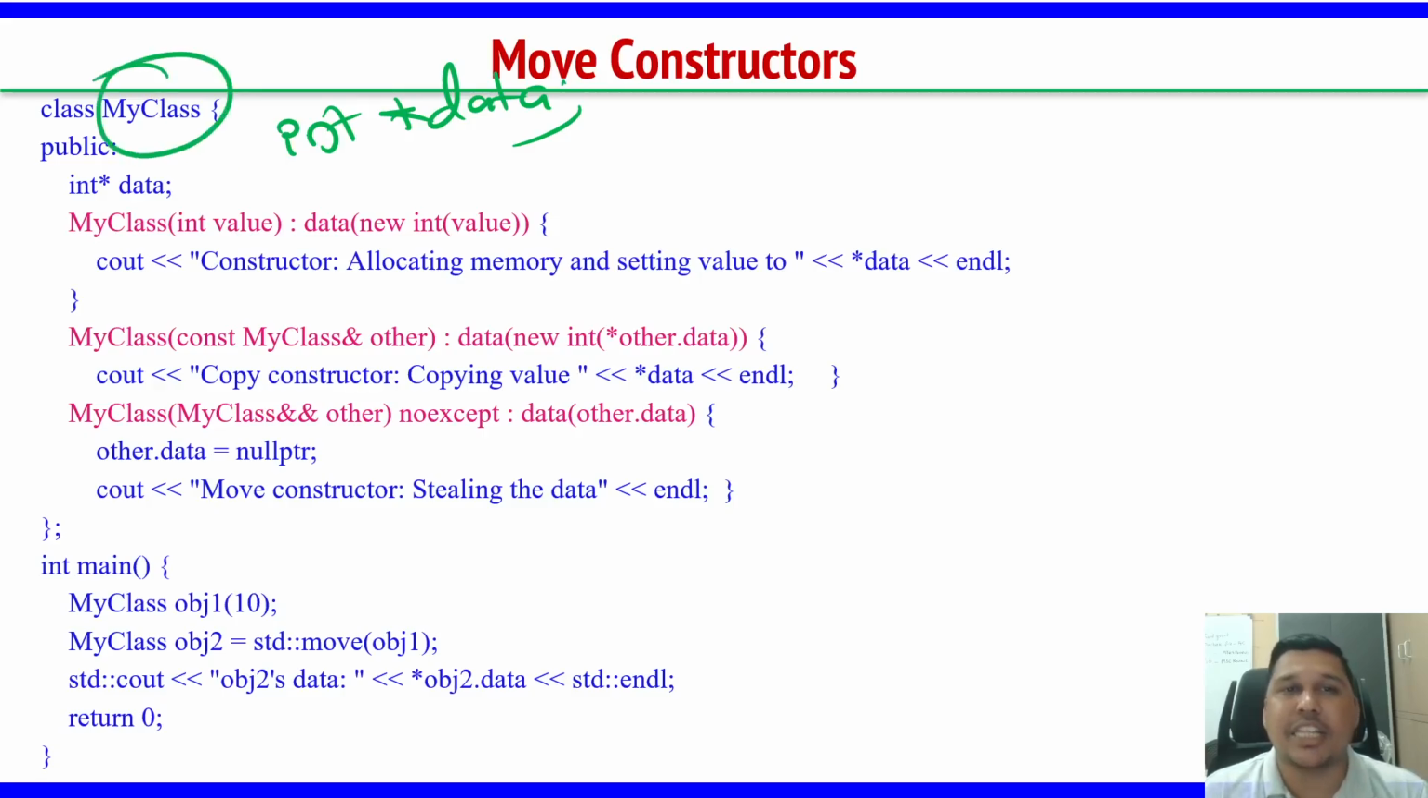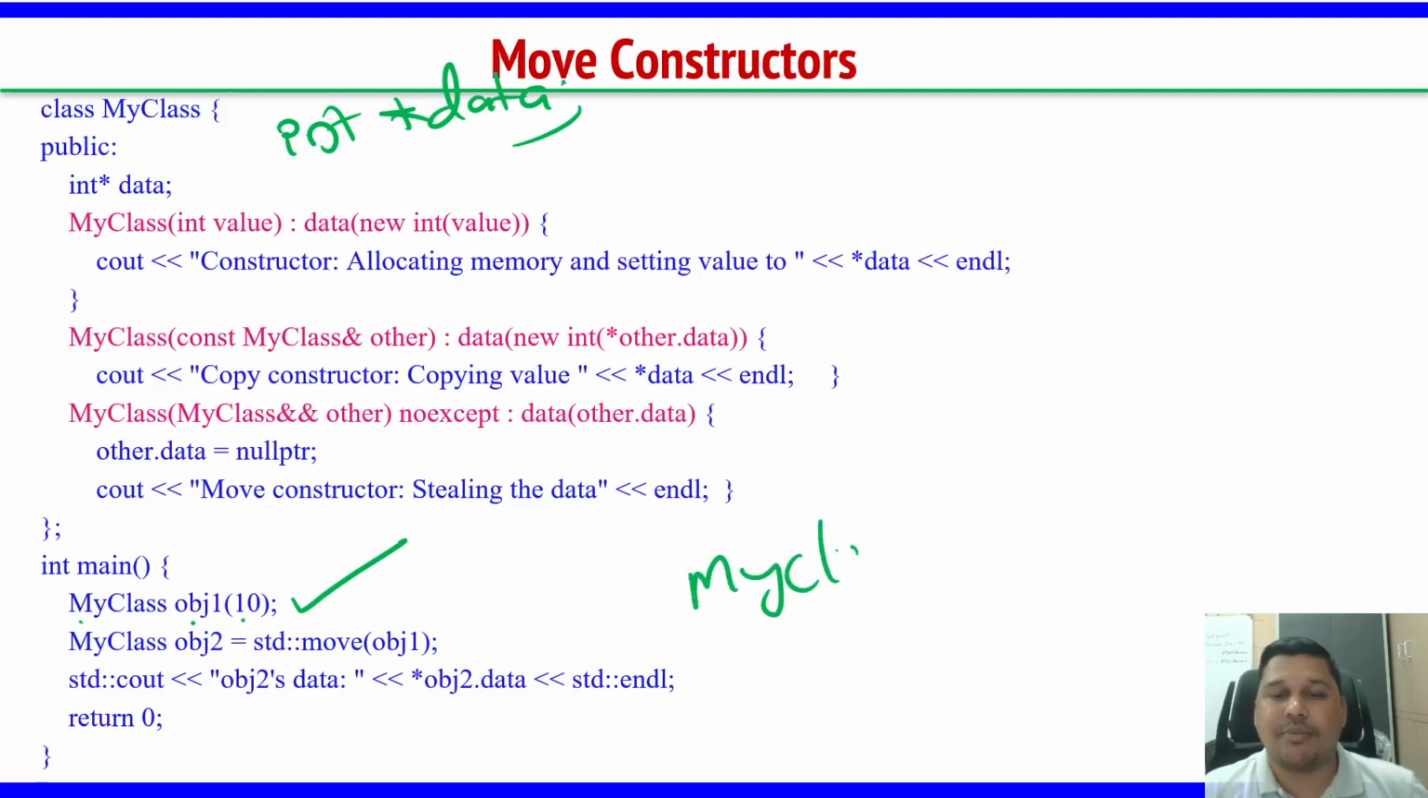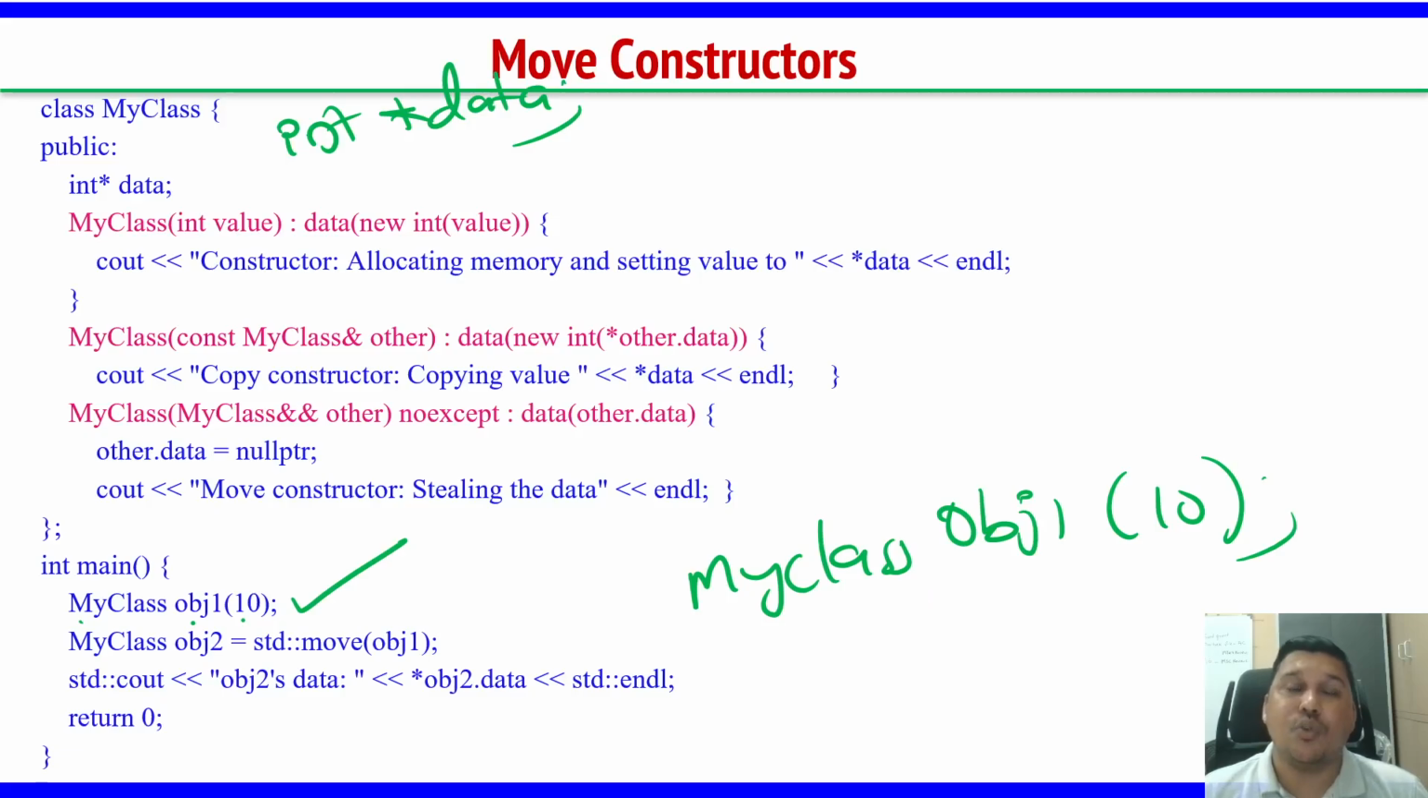I have a class that is MyClass, and I'm having a private data member, but it is not a normal variable, so I cannot use a constructor. What do I have to use? I have to use an initializer list. So I create an object, MyClass obj1(10). I am creating object 1 and I am passing 10. So there should be a parameterized constructor which is written with the help of an initializer list.